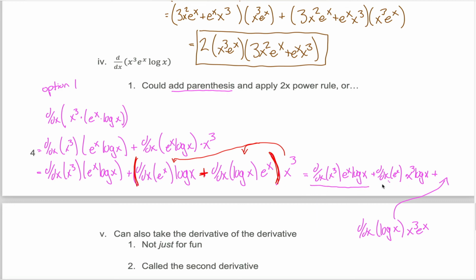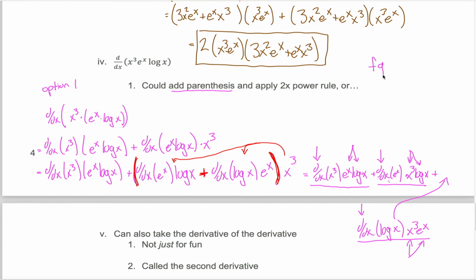Three terms. There's 1, there's 2, and there's 3. And each of those three terms have one derivative, the derivative of x cubed here, the derivative of e to the x here, and the derivative of log x here. And then they have the other two terms, e to the x log x, x cubed log x, and x cubed e to the x. What I'm saying is it kind of looks like there's this superpower rule.